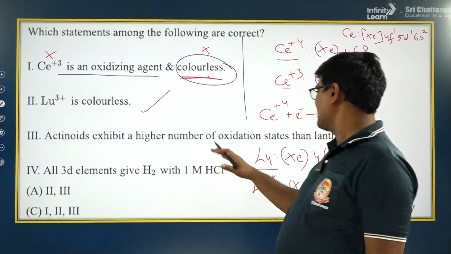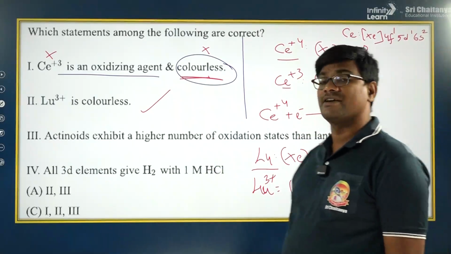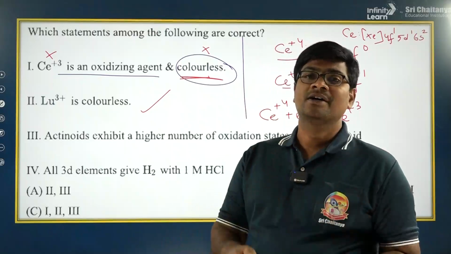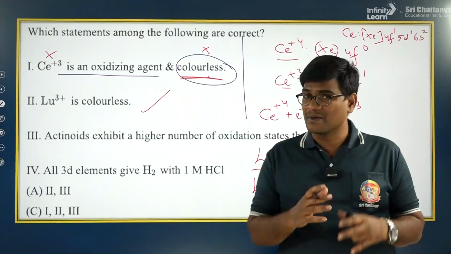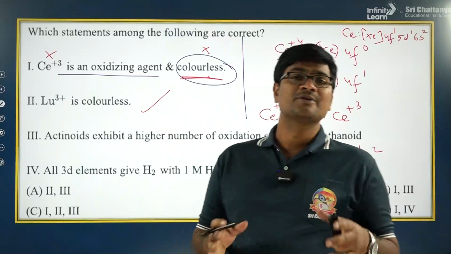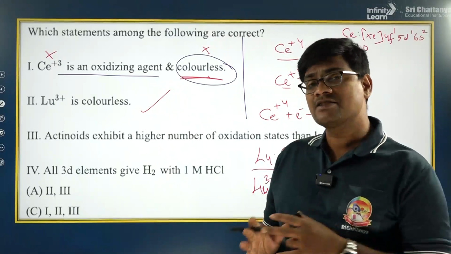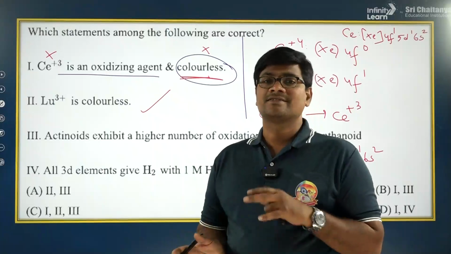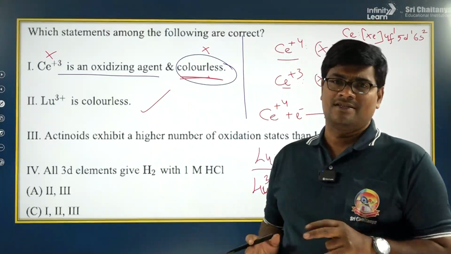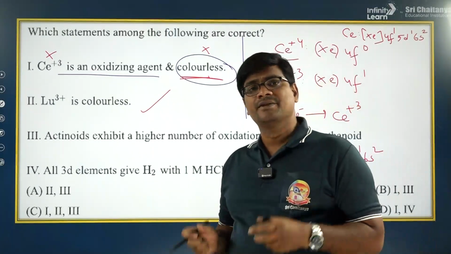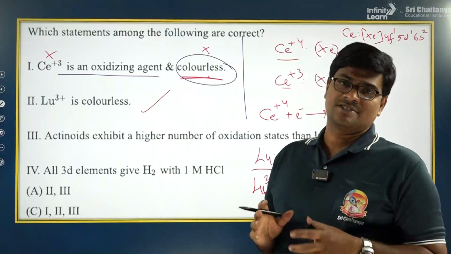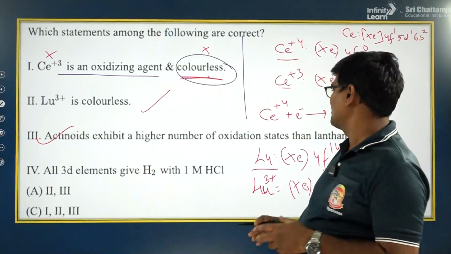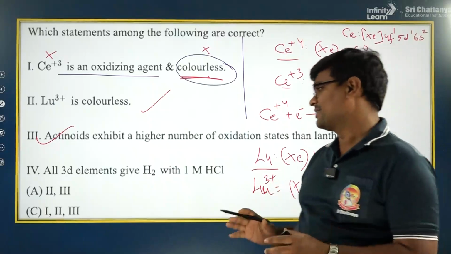Actinides exhibit higher number of oxidation states than lanthanides. That is also a right statement. Lanthanides have common oxidation state +3 and some elements rarely show +4, like cerium, and +2, like europium. But in actinides, the energy gap between 5f orbitals and 6d orbitals and 7s orbitals, especially 5f and 7s orbitals, is less. Therefore, they show variable oxidation states. So, this is a right statement. Actinides exhibit higher number of oxidation states than lanthanides, right only.